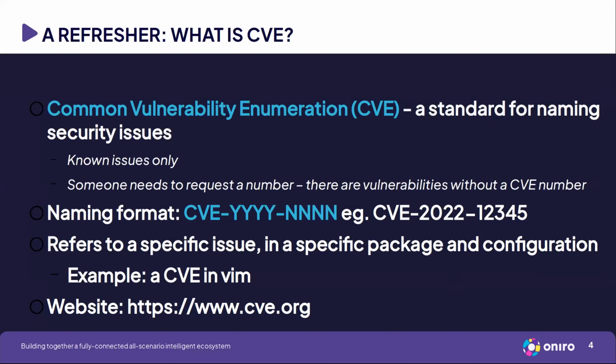related to the subject. First, a CVE: a common vulnerabilities and exposures identifier, it's a standard for naming security issues. Please remember that this is for known issues only, and someone needs to request a number. It means that there are vulnerabilities in nature without a CVE number.